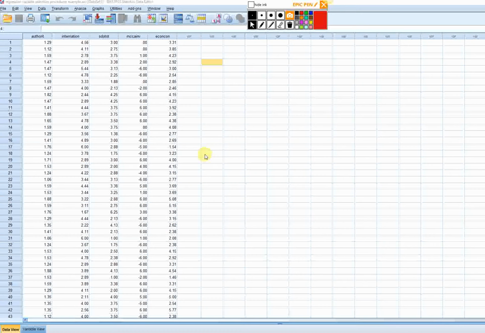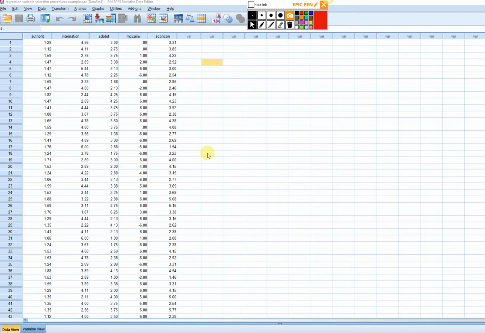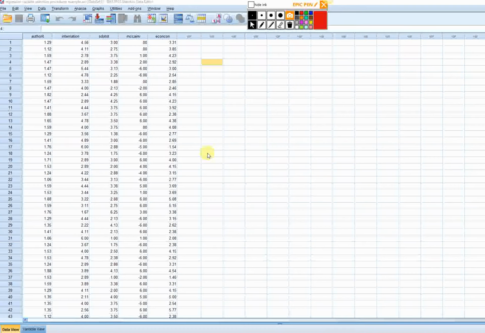In this video, I'm going to demonstrate how you can carry out forward, backward, and stepwise multiple regression in SPSS. Basically, these procedures are utilized as strategies for identifying significant predictors of some dependent or criterion variable.